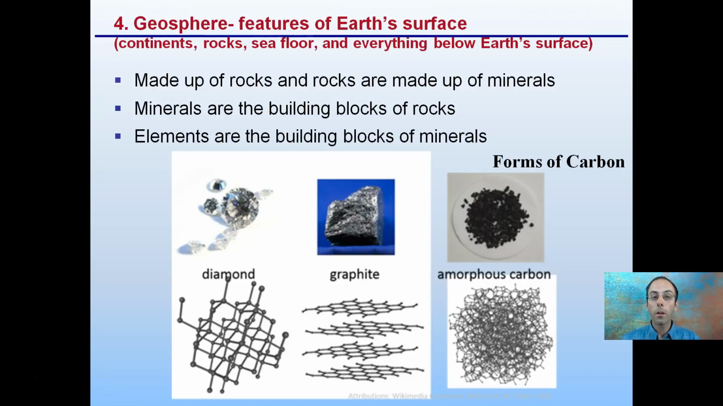The fourth component of the biosphere is the geosphere, which features Earth's surface, kinds of rocks, the seafloor, and everything below the Earth's surface. It's made up of rocks, and rocks are made up of minerals. These minerals are building blocks for the rocks, and elements are the ultimate building blocks for those minerals. We see an example here of forms of carbon. We have amorphous carbon, which is a blackish substance. We have graphite, which is carbon organized into sheets. And then we have diamonds, which is carbon organized in a very particular structure.